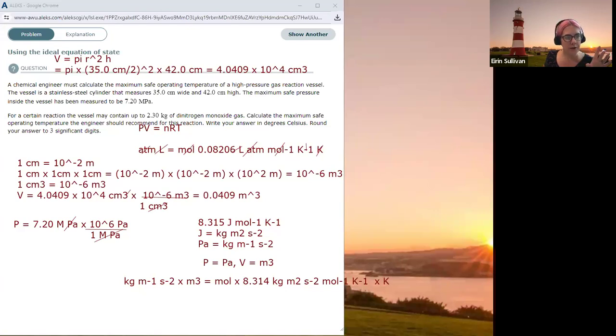So we've got pressure, we've got volume, we are solving for temperature, so we need our number of moles, and we've been given 2.30 kilograms of dinitrogen monoxide gas. So not only have we been given the mass in kilograms, we've got to work out the molar mass ourselves. So for our number of moles, we're going to convert that kilograms into grams. There's 1,000 grams in a kilogram, so 1 kilogram is 10 to the power of 3 grams.